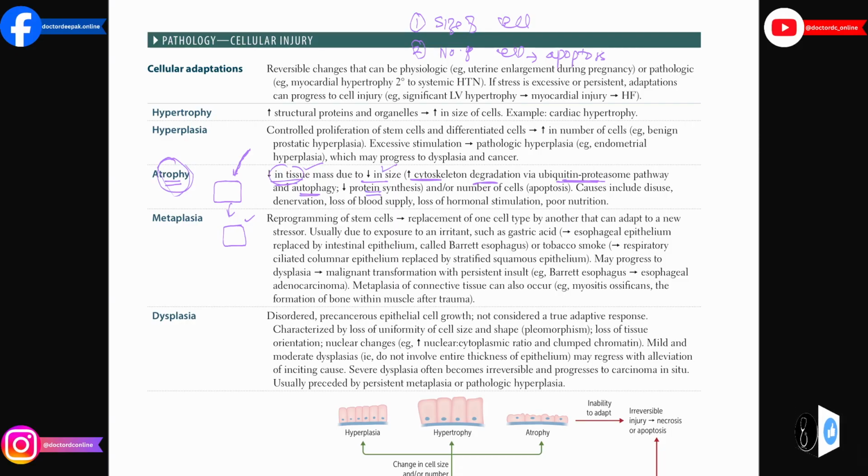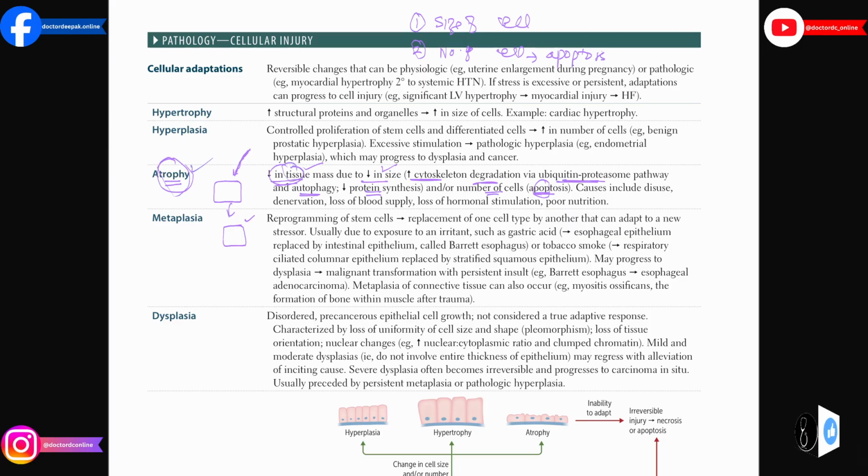And the second thing, how will we decrease the number of cells? We can decrease the number of cells with the help of apoptosis. Apoptosis means programmed cell death. Cells are going to be reduced. And if the number of cells is reduced, and if the size of a cell is reduced, overall it will lead to a decrease in tissue mass, that is called atrophy.